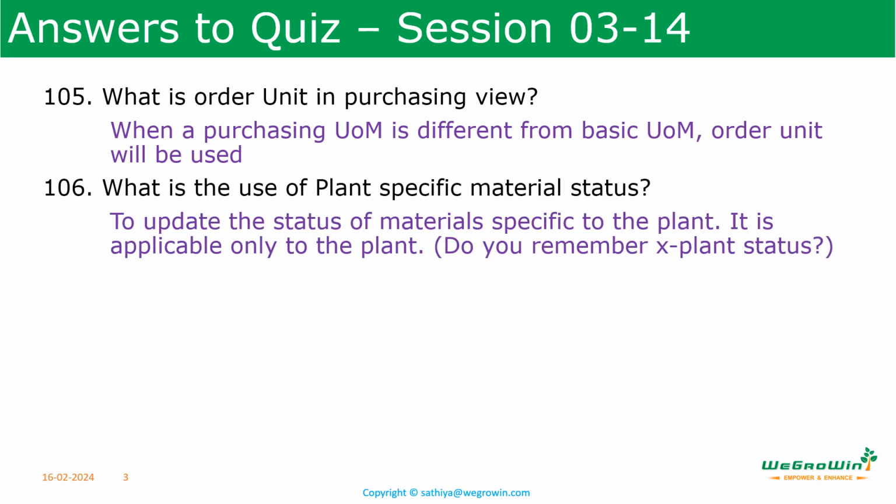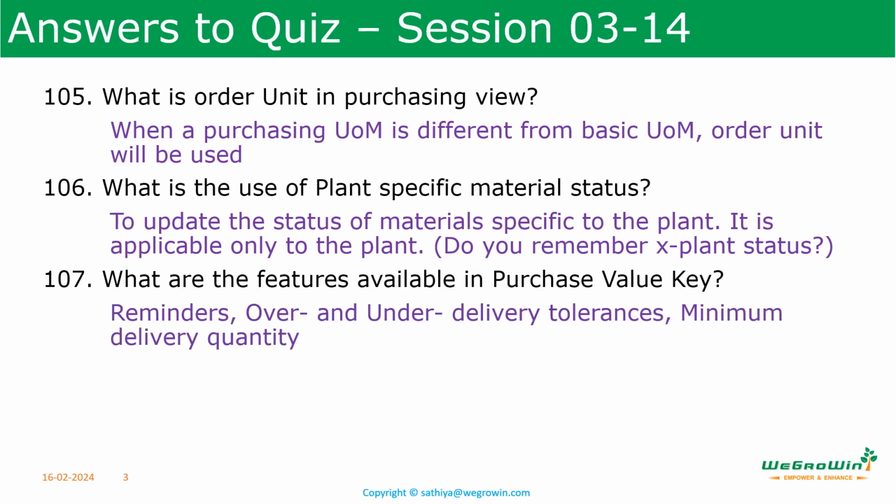What is the use of plant specific material status? This is used to update the status of material specific to the plant. It is applicable only to that plant. Hope you remember the X plant. X plant means cross plant status, which was applicable across all the plants, across all the company codes.